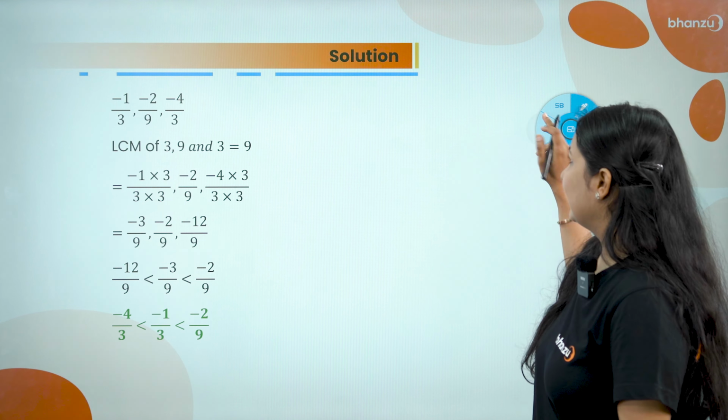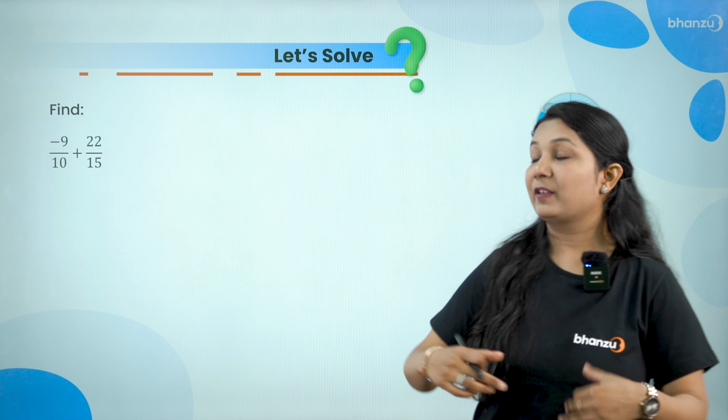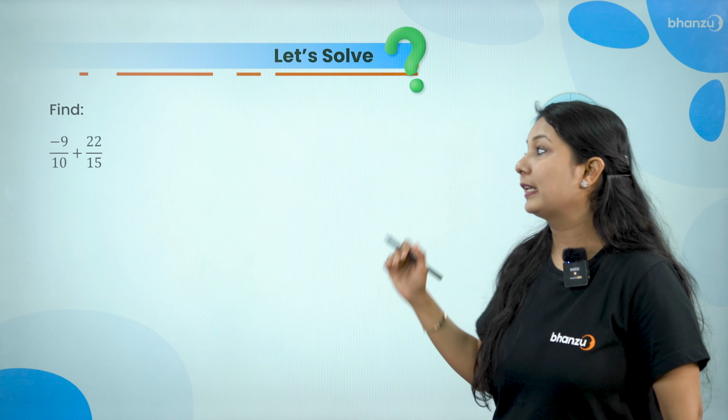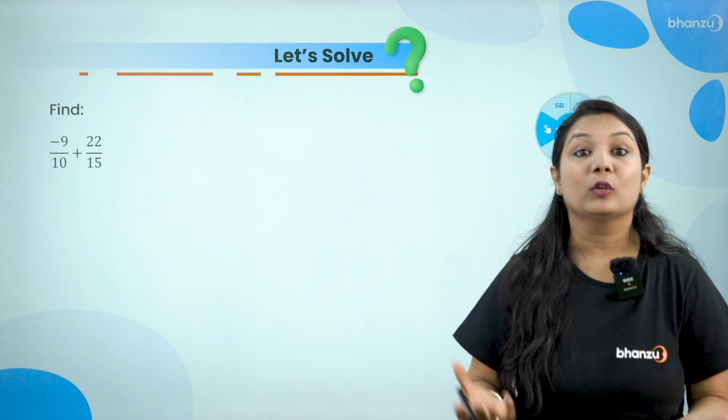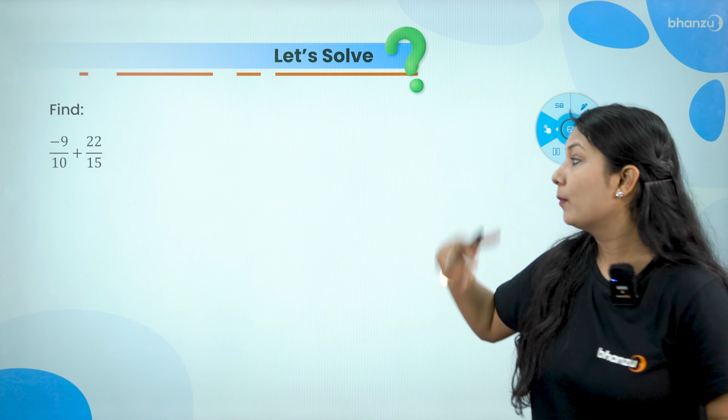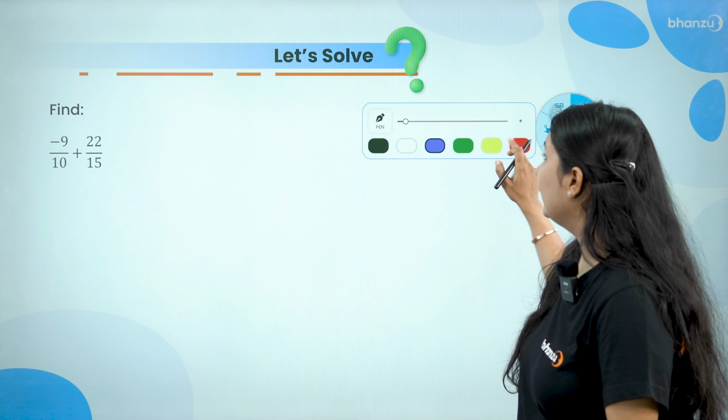So moving ahead, let's see the next question for the day, where we have to solve minus 9 by 10 plus 22 by 15. First important thing, the denominators are not the same. So let's find out the LCM. What would be the LCM of 10 and 15?